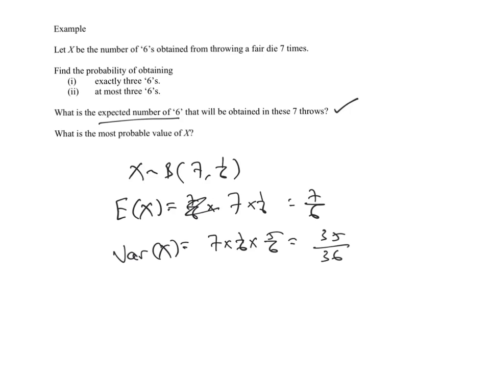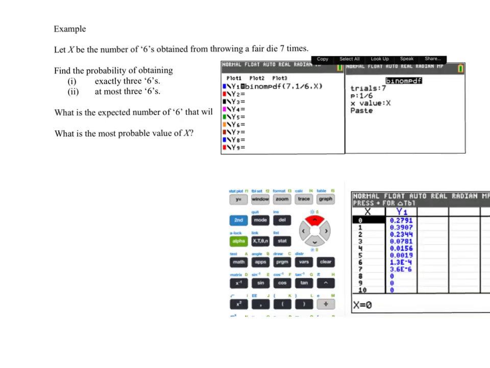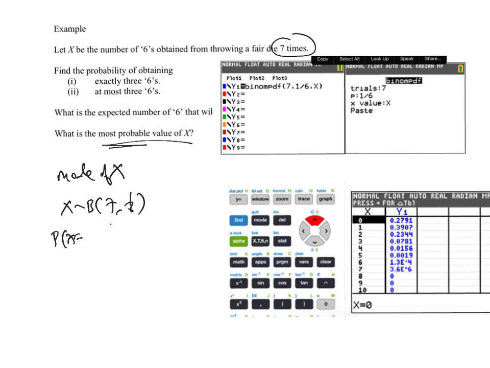Lastly, now we want to find the most probable value of x. The most probable value of x actually refers to the mode of x. So how do we find the mode of x? Because x follows binomial 7, 1 over 6, the outcomes of x would be 0, 1, 2, and so on until 7. Which number gives us the highest probability? That is called the mode of x, or most probable value of x.